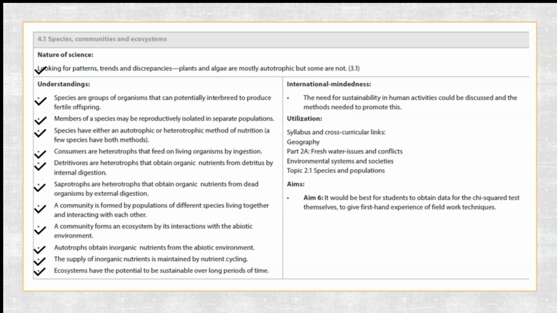So there you go. You see how we're now bringing together information from topics 1 and 2 and really building on that as we look at this whole topic of ecosystems.